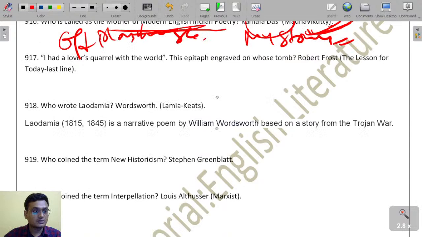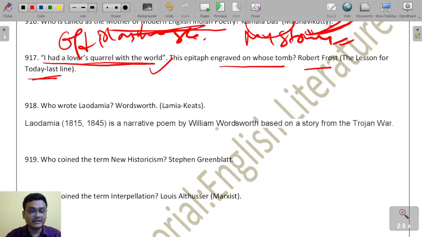I had a lover's quarrel with the world. This epigraph is engraved on whose stone? Robert Frost, who received the Pulitzer Prize four times.